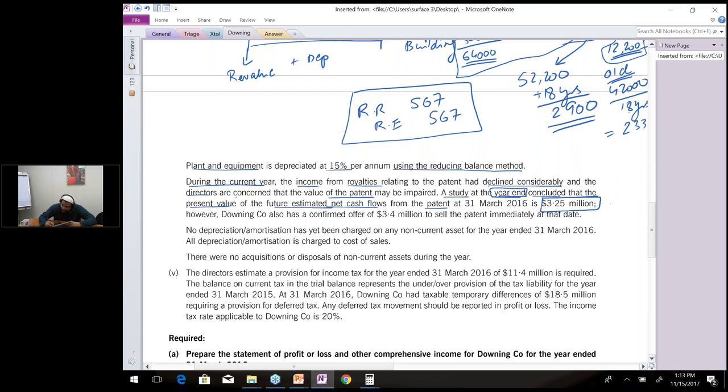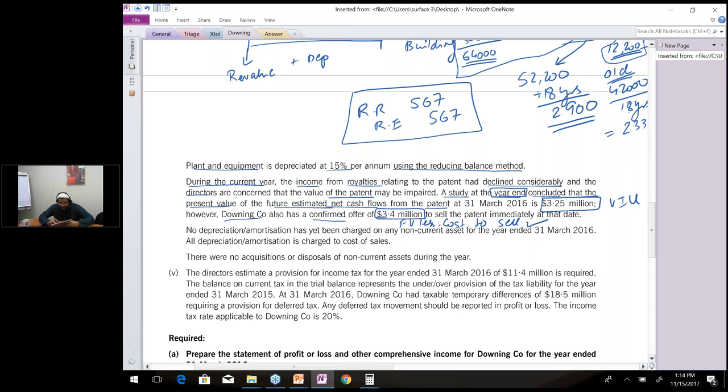So this is the value in use, present value of all future cash flows. However, Downing Company has also confirmed an offer of 3.4 million to sell the patent immediately at that date. So this is the fair value less cost to sell. So the recoverable amount is going to be the higher one, which is fair value less cost to sell. This is the recoverable amount.